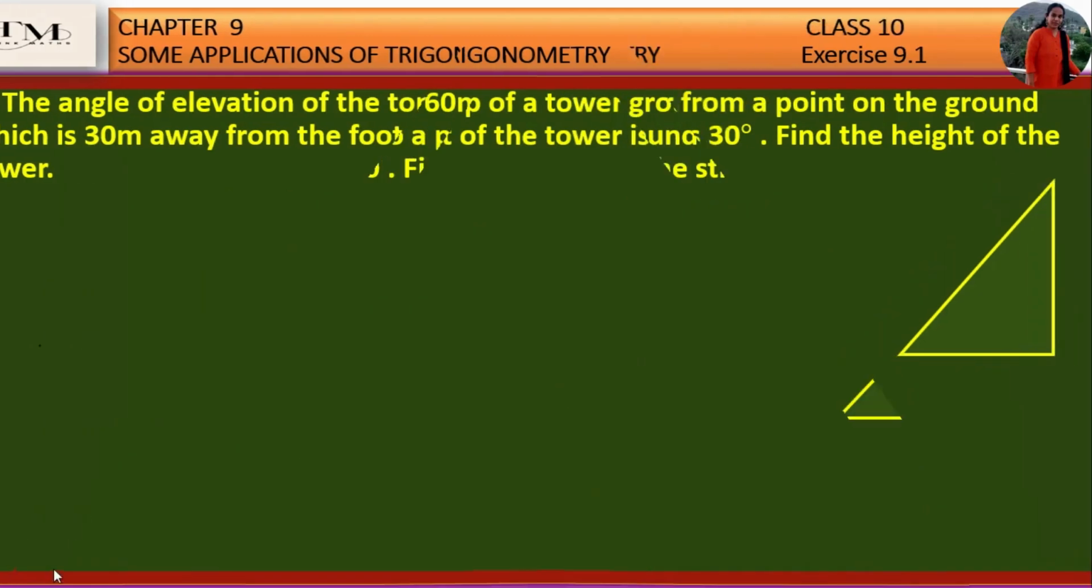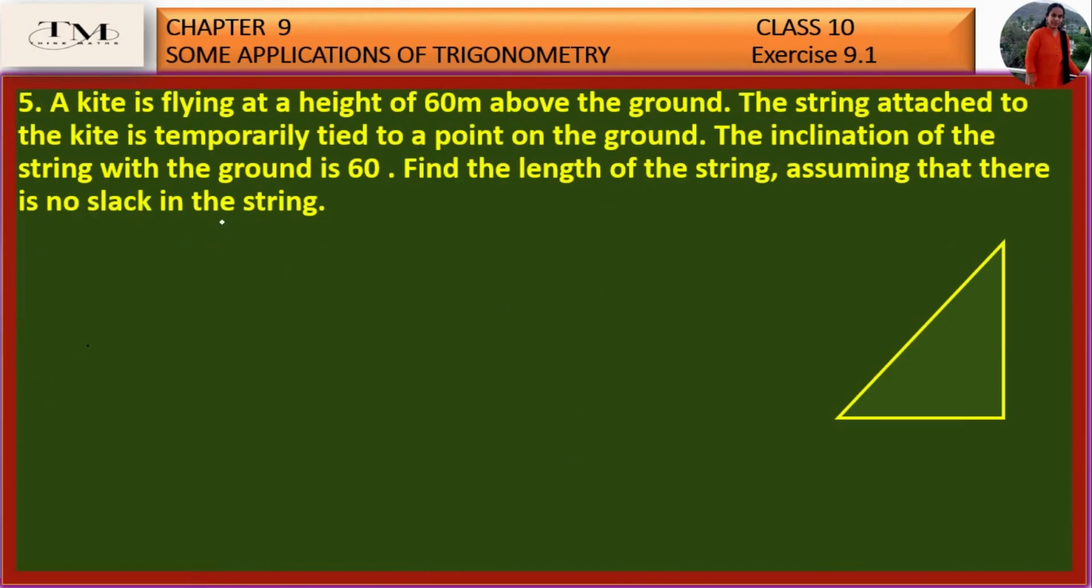So moving on to the fifth problem, which is the last problem of this session. A kite is flying at a height of 60 meter above the ground. The string attached to the kite is temporarily tied to a point on the ground. The inclination of the string with the ground is 60 degree. Find the length of the string assuming that there is no slack in the string.